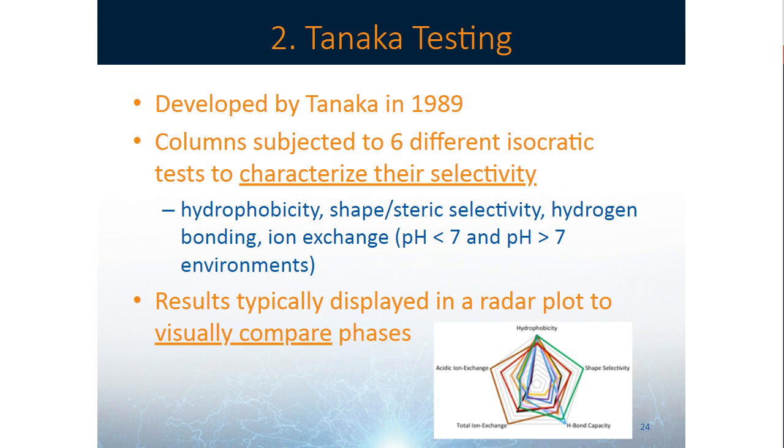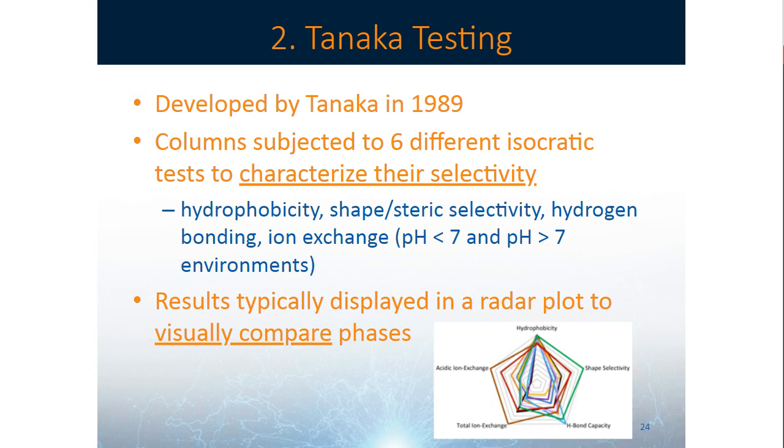So now I'd like to switch gears and talk about Tanaka testing. So this was a group of tests developed by Tanaka in 1989, and the columns are subjected to 6 different isocratic tests in order to characterize their selectivity. So similar to the hydrophobic subtraction model, we're trying to characterize the column's hydrophobicity, the shape or steric selectivity, hydrogen bonding, ion exchange at both pH lower than 7 and pH higher than 7. And then the results are typically displayed in a radar plot to visually compare the phases.